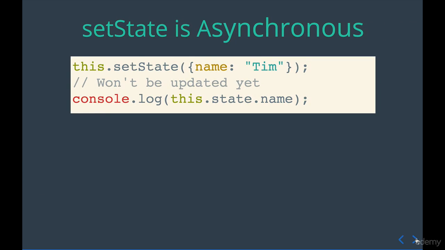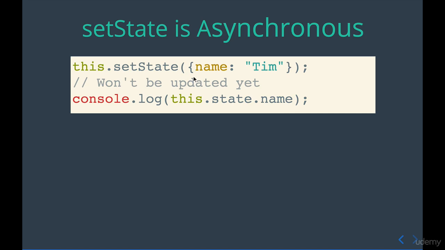The other gotcha with setState is that setState is asynchronous. So when I call this.setState and I provide an object with name and Tim, if I'm doing some debugging and I want to check the value of state.name right after that, the update will not have happened yet. So this is a common error that I see all the time when people are first learning React. They try to figure out what's going on in their application by putting a console log right after the setState. So this will not work. And that's because, again, setState is asynchronous.